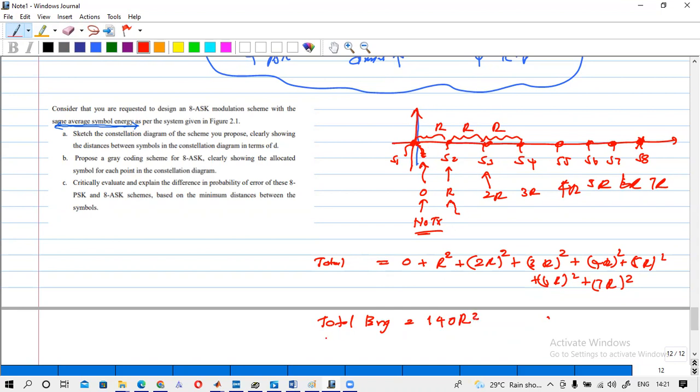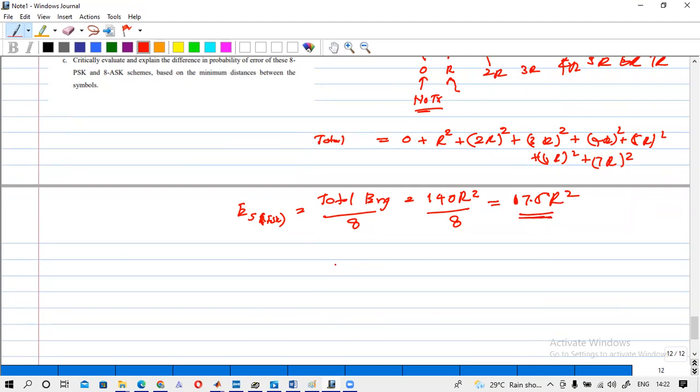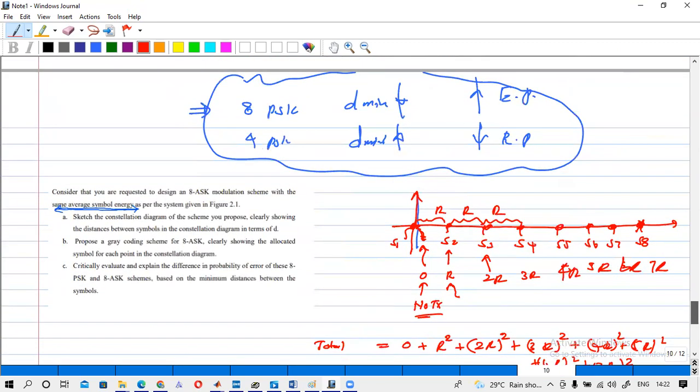So we have 8 symbols, so we have to divide this by 8, so you can find the average symbol energy for 8-ASK. So what is the value here? You have 17.5 R square. This will be your average energy of a symbol. Let's say that it is the average symbol energy for ASK, that is 17.5 R square.